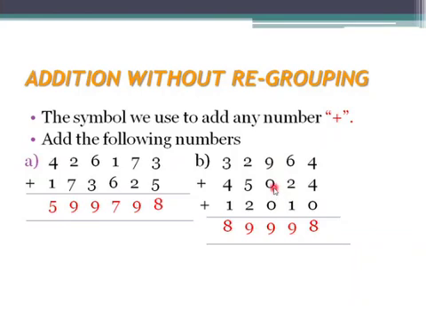9 plus 0. You have to remember that if you add 0 to any number, you will get the number itself, the same number only. 9 plus 0 gives us 9, and again 9 plus 0 is 9 only. Next, 2 plus 5, 7. 7 plus 2, 9. Then 3 plus 4, 7. 7 plus 1 is 8. So we get the answer 89,998. This is addition without regrouping. Like this you can take some other examples and practice.